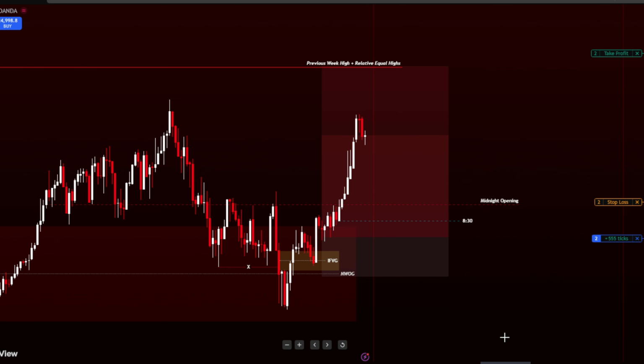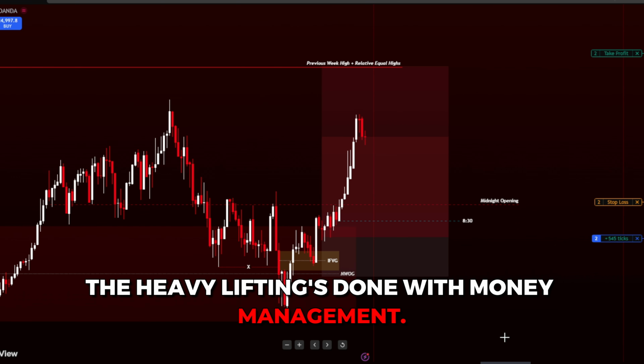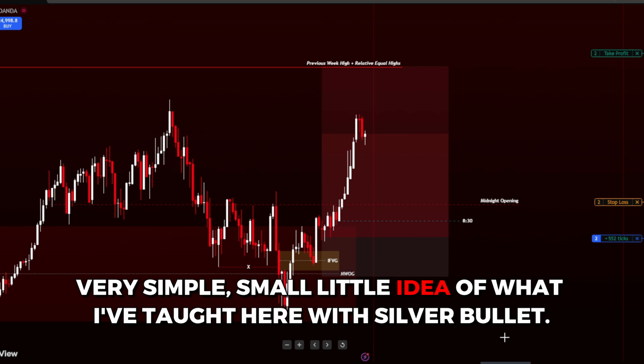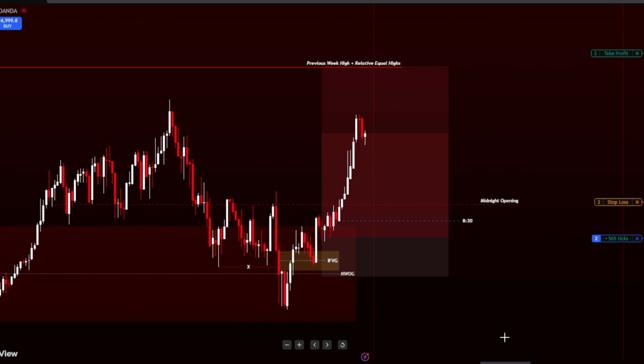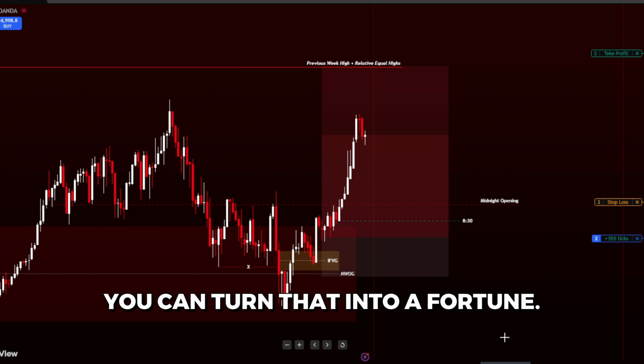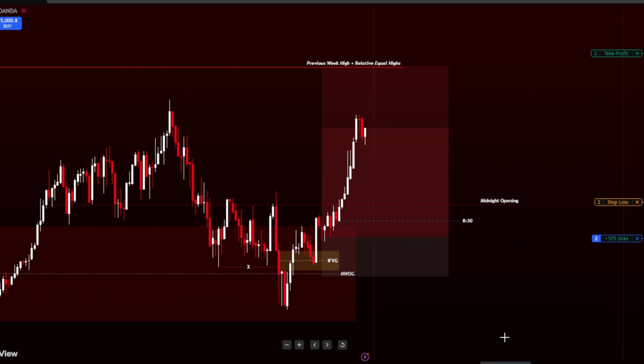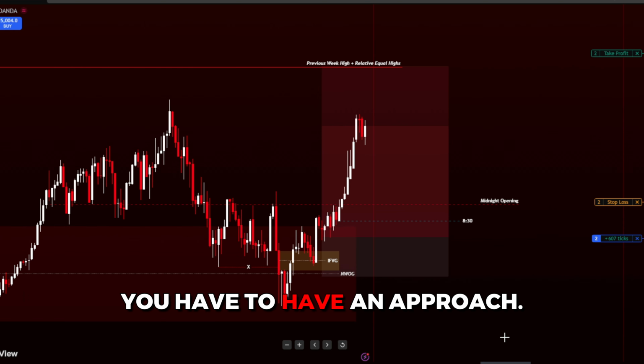Because with enough, the heavy lifting's done with money management. You can take a small little cookie cutter approach, very simple, small little idea of what I've taught here with Silver Bullet. You can turn that into a fortune. It's all how you manage the money and you submit the time. You have to have a target. You have to have an approach.